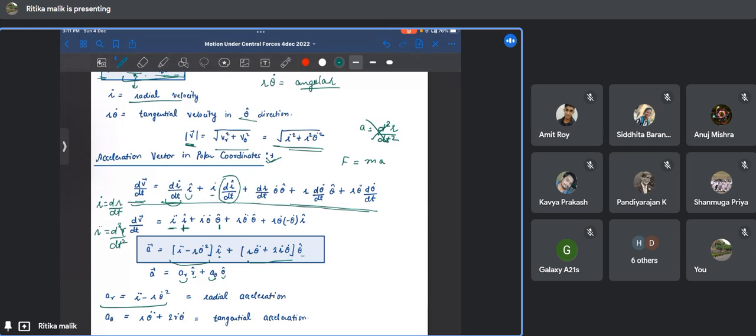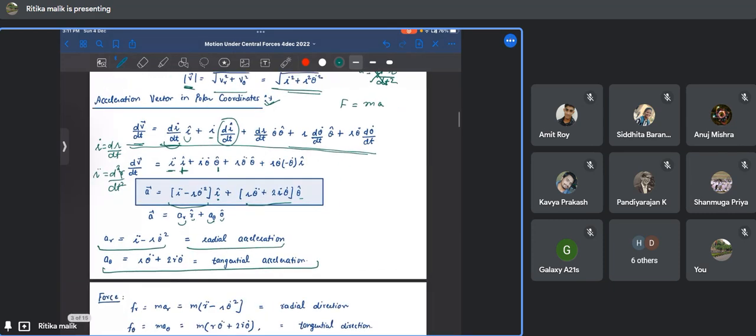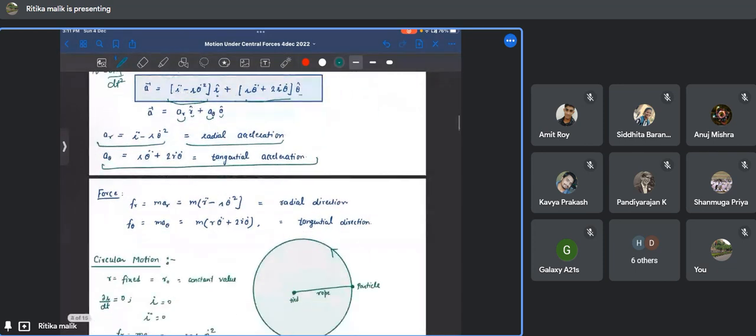So this is the radial acceleration, and this is the tangential acceleration. Tangential, or you can say the angular part of the acceleration. So you have this force. Similarly, you can write force as m a vector. A vector is simply a_r in the r cap direction and a theta in the theta cap direction. So m a_r will give you the component of force in the radial direction. So this will become your force in the radial direction.